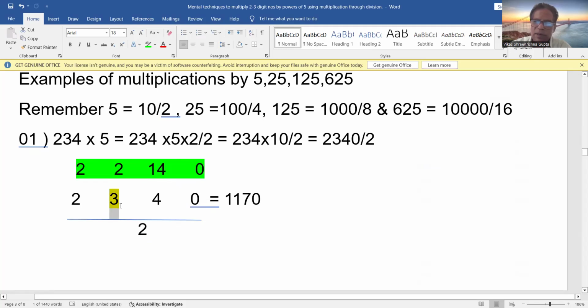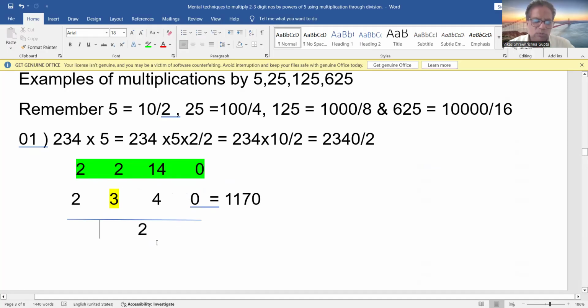Now divide 2340 by 2. 3 is an odd number. 3 is not an even number. So before division, I will convert 3 into an even number. I write it as 2 and take the 1 extra to 4. It becomes 14. Now I have to divide the whole number 2140 by 2, and not 2340. So the answer is 1, 2 divided by 2 is 1, and so on.